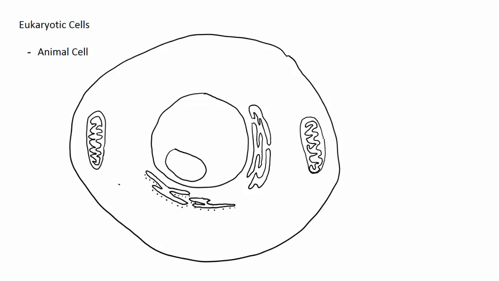Just draw some simple circles to represent your temporary vacuoles throughout the cell. I'll put a few more up the top here like this. That's pretty simple.